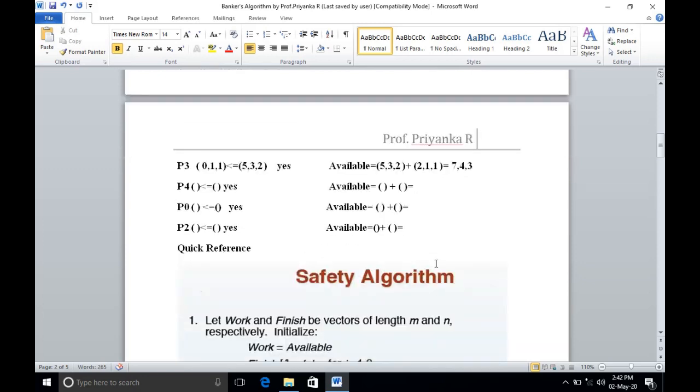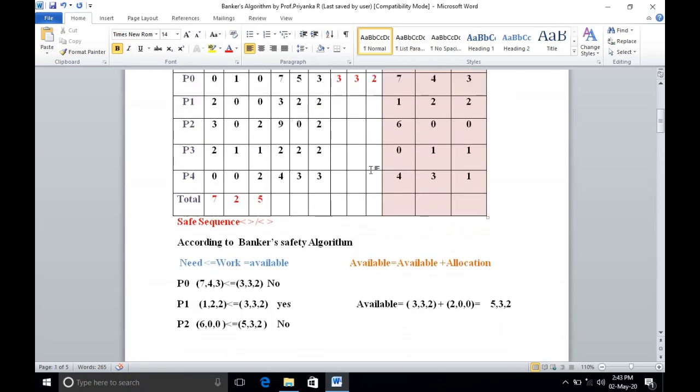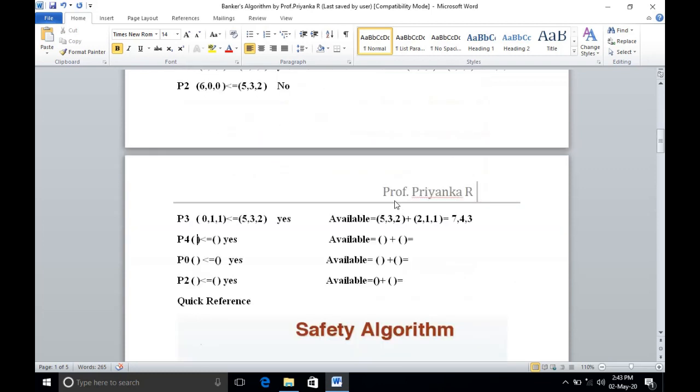Next, we are moving forward to process P4. What is the remaining need of process P4? It is 4, 3, 1. We should check whether it is lesser than or equal to our new available, which is 7, 4, 3. Yes, this can be satisfied.